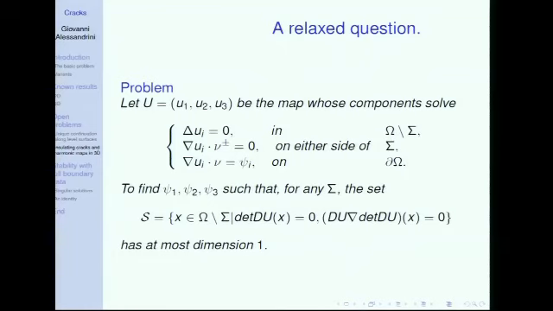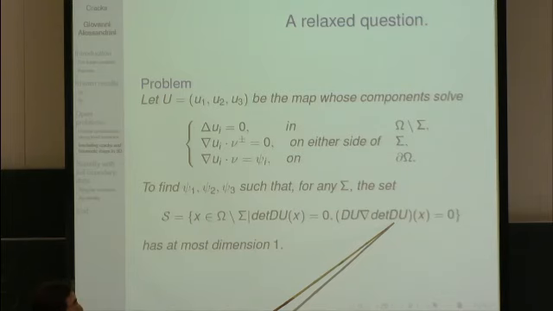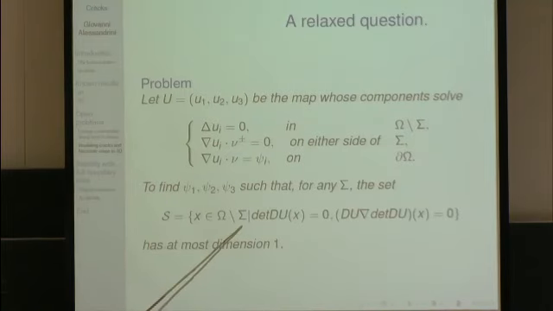The Jacobian determinant vanishes. That is, we admit that the Jacobian determinant may vanish, but if this occurs, then the Jacobian matrix itself applied to the gradient of the determinant is zero. Well, what we want is that this set is not too large. It has at most dimension 1. Of course, these are harmonic functions, and so these expressions here are all analytic. So dimension for this set has a natural meaning.